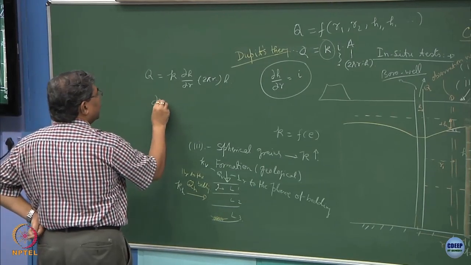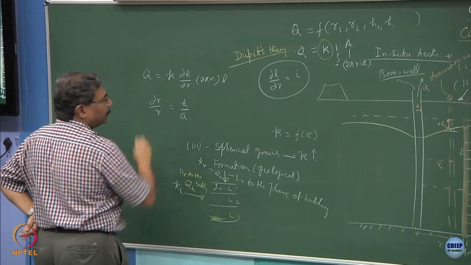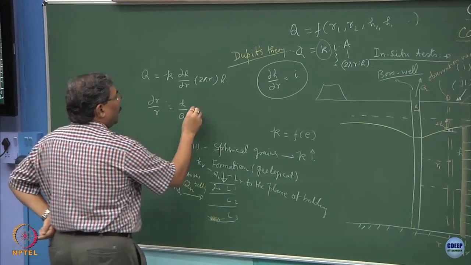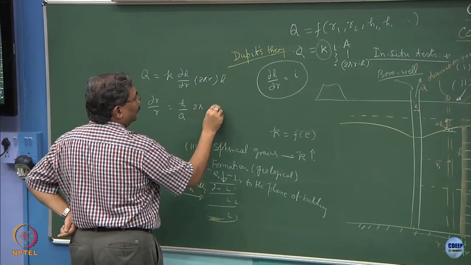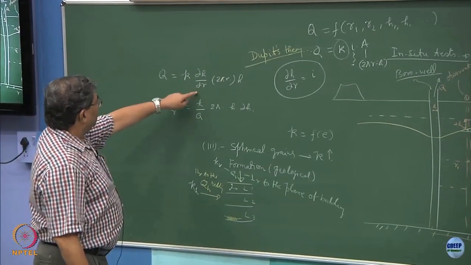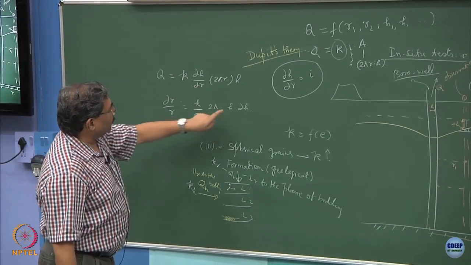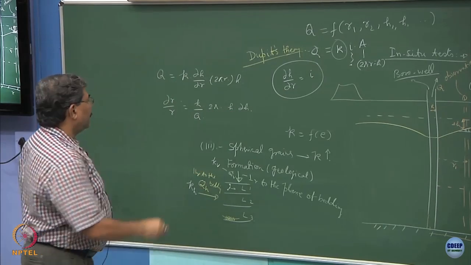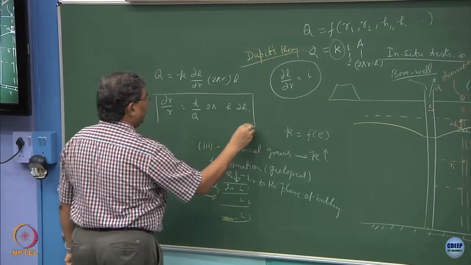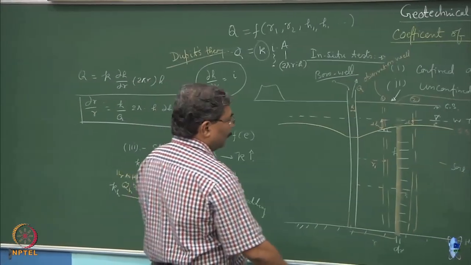So, I can write this as del R upon R equal to K by Q and 2 pi into H into del H. Is this okay? So, del R upon R equal to K by Q del H 2 pi H. Now, this becomes my governing equation. I can solve this easily. What do I have to do?